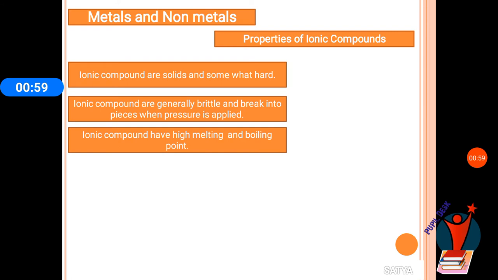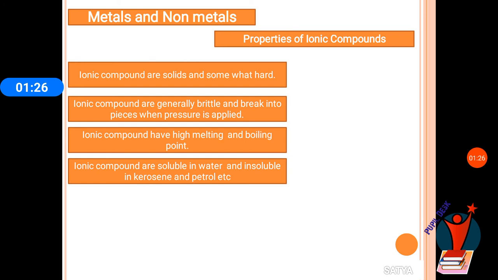Next property is these ionic compounds have high melting and boiling points because they are formed by a strong force of attraction between positive and negative ions. To break this strong force of attraction needs a very high amount of energy. For that reason, these ionic compounds have very high melting and boiling points.